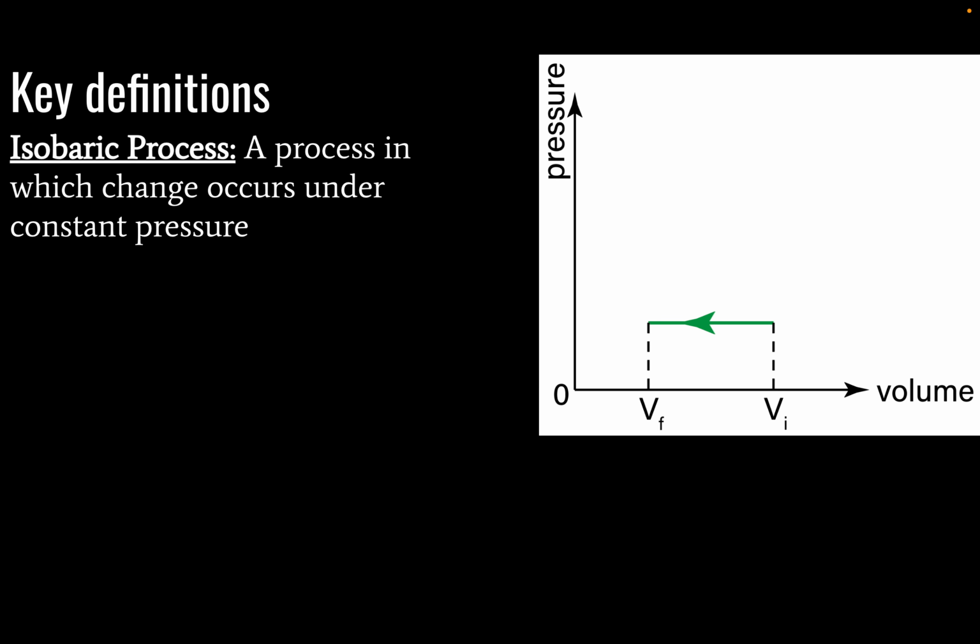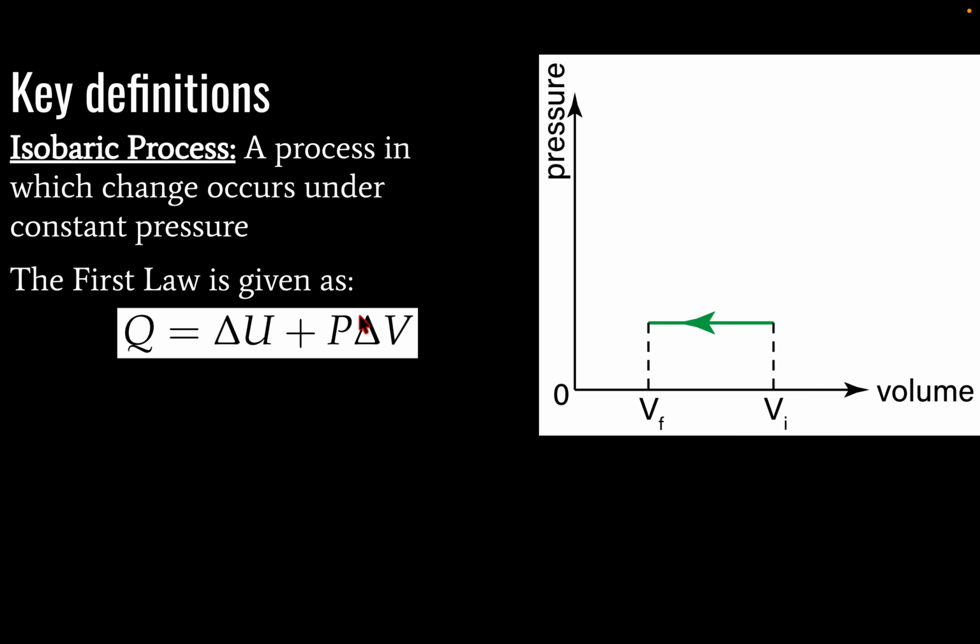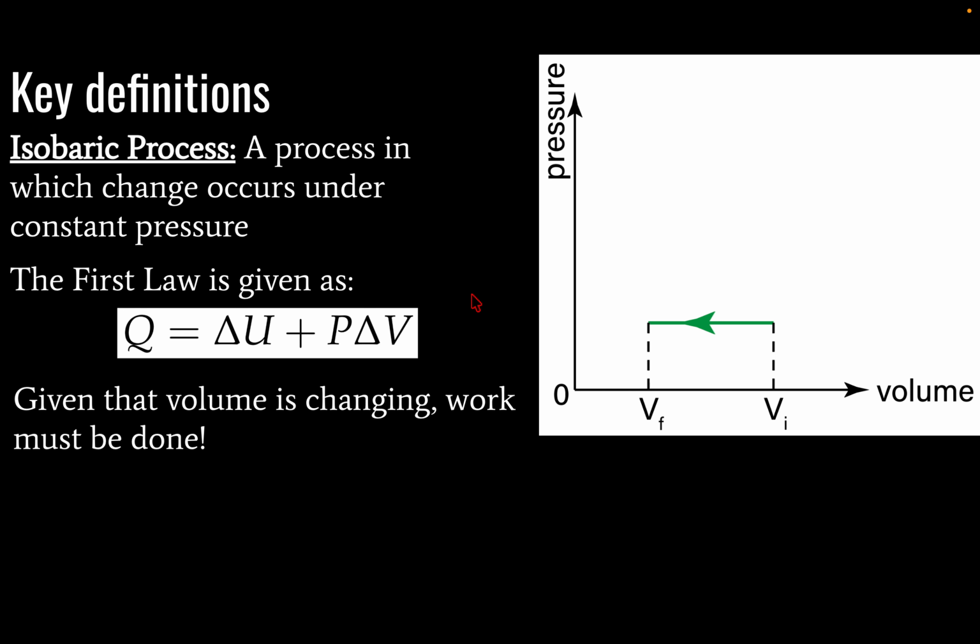Next, we have an isobaric process. This is a process in which change occurs under constant pressure. Again, we see no variation in the amount of pressure for this transition from our initial volume to our final volume. The first law in this case is given as Q is equal to delta U plus pressure times the change in volume. We will look at that a little bit more later, but you may have sussed out that that is work. That is correct. We know that work must be done due to our changing volume.